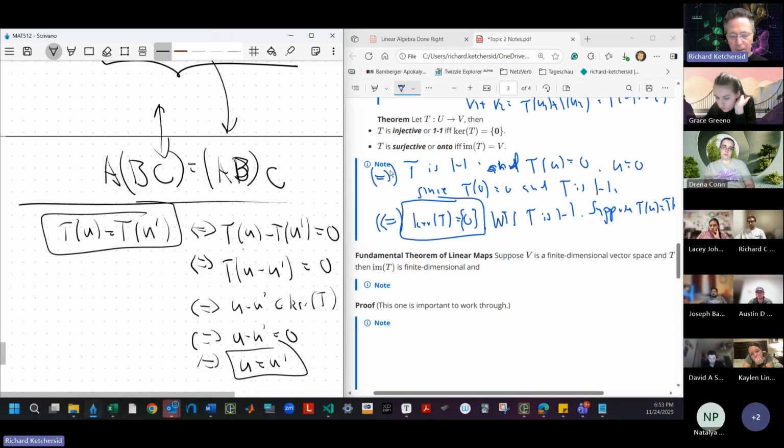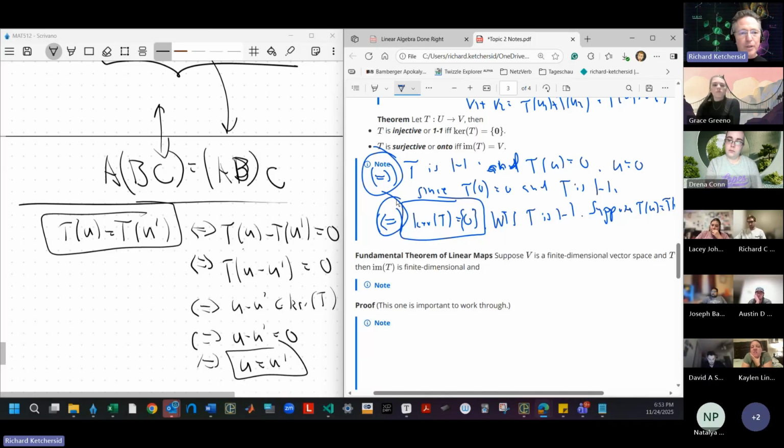Okay, good. This is a good example of a very simple if and only if proof, but you do need to prove both directions. This is used all the time. Showing that the kernel is trivial is a very common way of showing that a map is injective. Usually you don't try to show it's injective directly; you look at the kernel and see this. Okay.